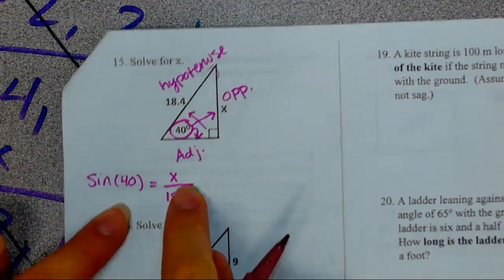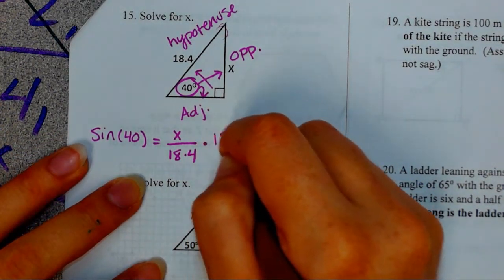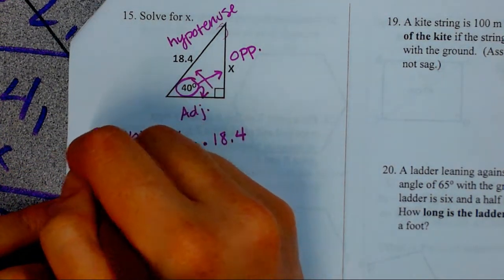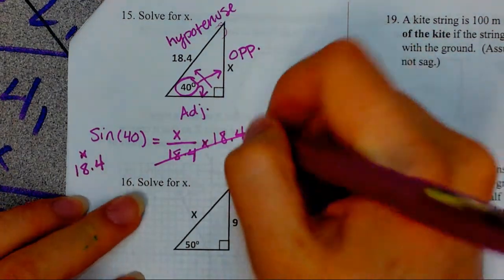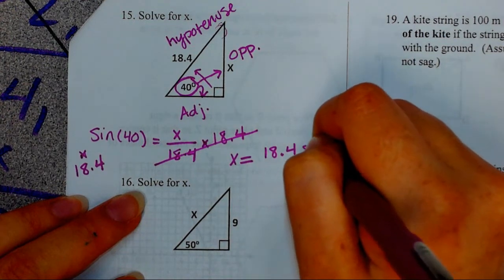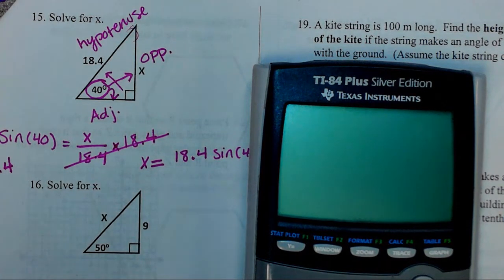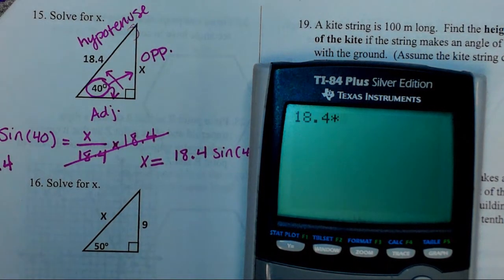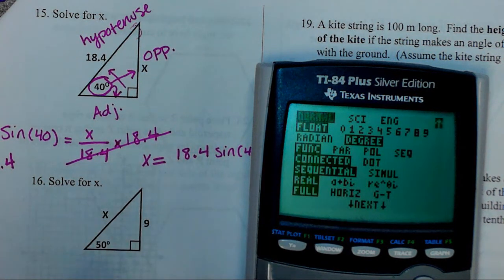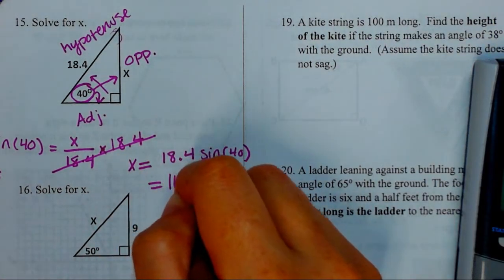We need to get x by itself. If x is being divided by 18.4, we get rid of that division using multiplication. Okay? That's a times. Those will cancel on this side. You're left with x is equal to 18.4 times the sine of 40. Sorry. Times sine 40. Make sure you are in degree mode. Okay? And that would mean that that length is 11.8.